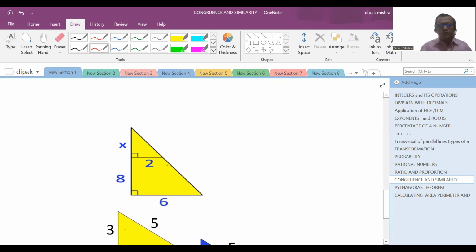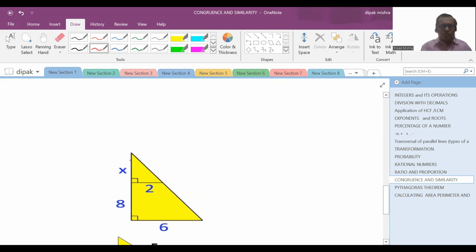Suppose you are given two triangles here, ABC and ADE. Notice that in the small triangle and the bigger triangle, this angle A is common to both of them. Angle B is equal to angle D because they are right angles. And the third angle is also equal. So we can say triangle ABC is similar to triangle ADE.